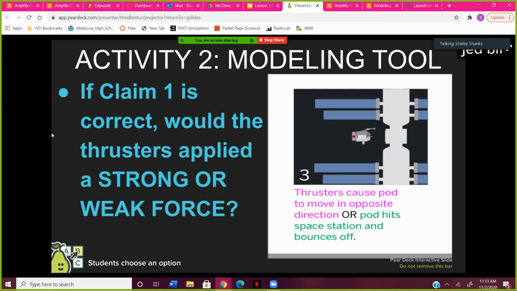We remember in claim 1, the thrusters caused the pod to move in the opposite direction, and the pod did not hit the space station. So if claim 1 is correct, would the thrusters have applied a stronger or a weaker force? Go ahead, choose your answer.